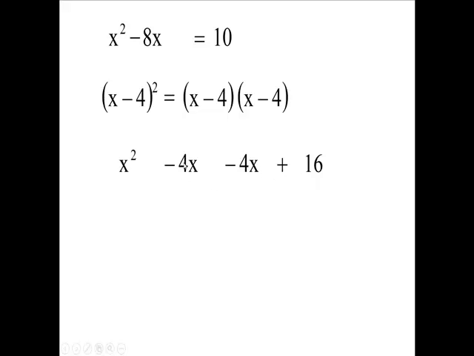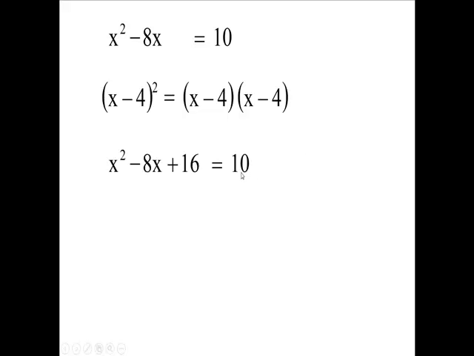Now look what we're getting here. What's negative 4x and negative 4x? Negative 8x. Isn't that what we started with? Do you see why we're cutting 8 in half? Say no. Well, let's just look at it a little bit longer then. Let's write down x squared minus 8x plus 16 equals 10.